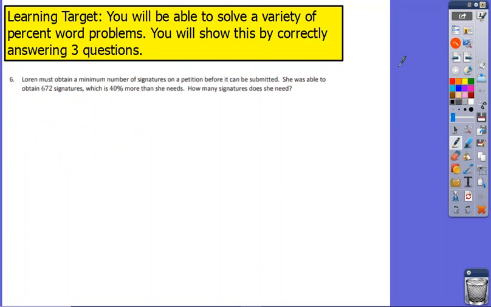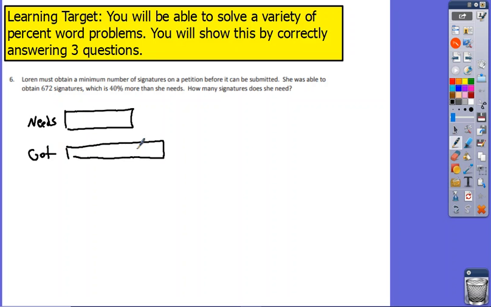Lauren must obtain a minimum number of signatures on a petition before it can be submitted. She was able to obtain 672 signatures, which is 40% more than she needs. How many signatures does she need? Okay, so I am thinking that a tape diagram might help on this one, although these numbers aren't particularly super, at least to get us to understand what's going on here. So this is how many she needs, and this is what she got. She got 40% more.